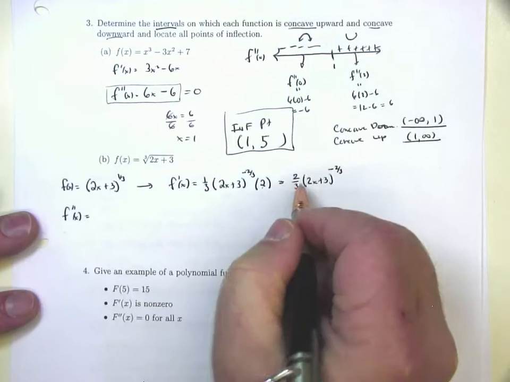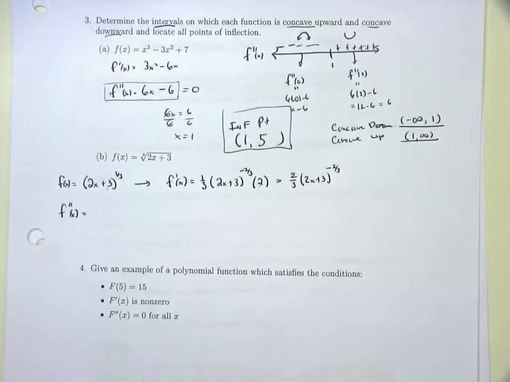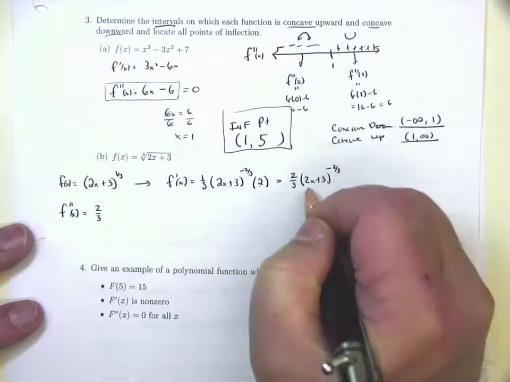Now, 2/3 is a constant. When you multiply a constant times a function, constants hold over. Now, look at this function. This is 2/3 times 2x plus 3 raised to the negative 2/3 power. Once again, that's chain rule.